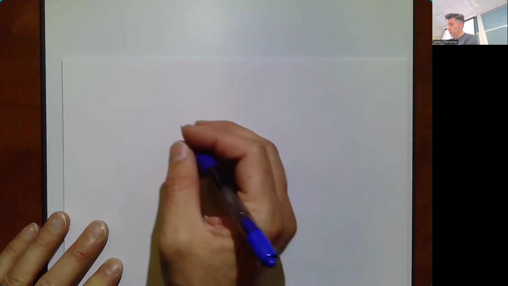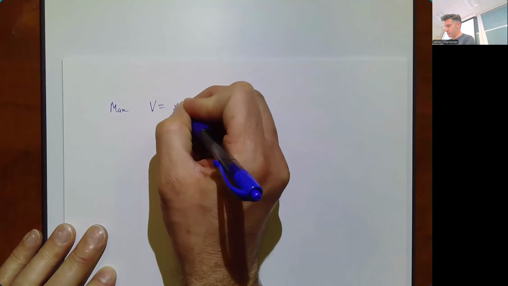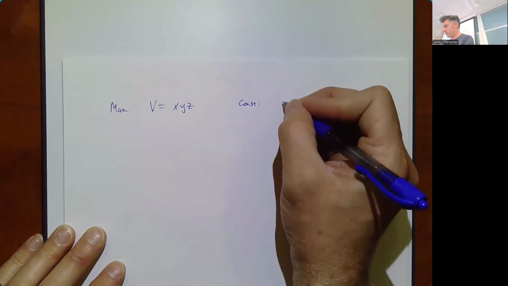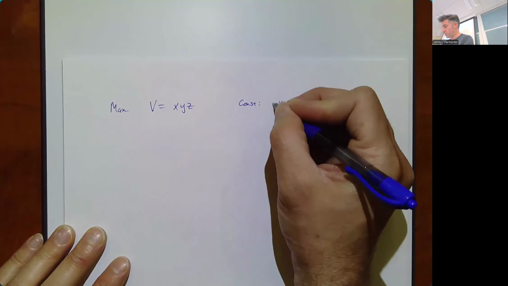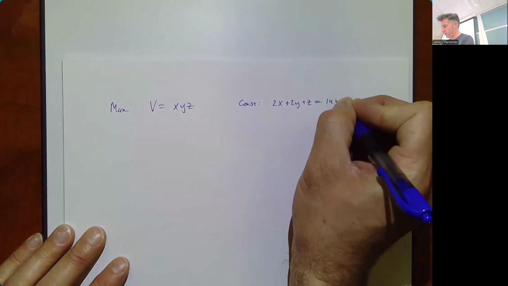Yeah, I'm gonna do this problem though, using the Lagrange multipliers right now. So here's how we do it using the Lagrange multipliers. We still want to maximize the volume, which is x times y times z. And our constraint is still 2x plus 2y plus z equal to 144.